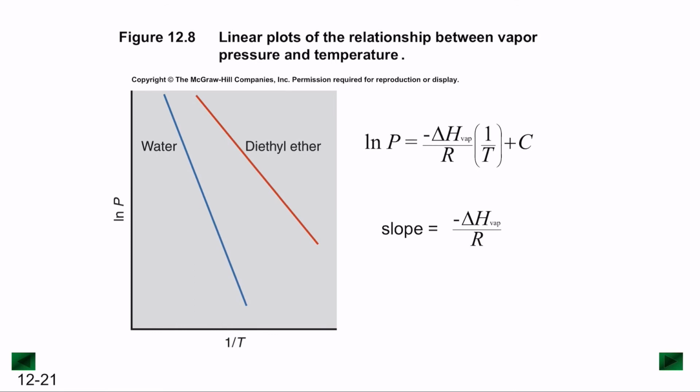When you write the same equation in a graph, you notice that it is a linear graph where you plot ln P versus 1 by T. The slope here is minus delta H vaporization by R. For water it is much steeper. For diethyl ether, it's much more gradual.